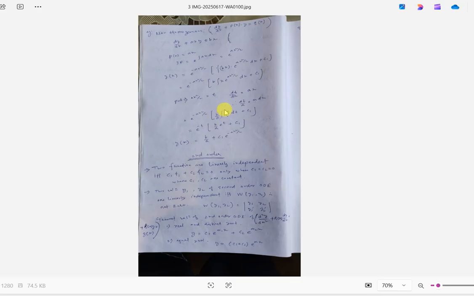So the answer will be the integral of e to the power t, which is e to the power t plus c1, and outside also the function will be e to the power minus t. So e to the power minus t times e to the power plus t will become 1, and we get b by a plus c1 e to the power minus t. So minus ax squared by 2. This will be the solution.